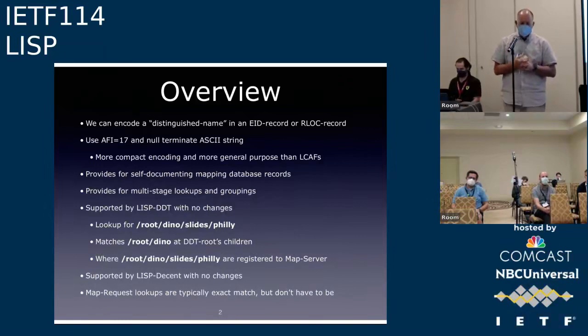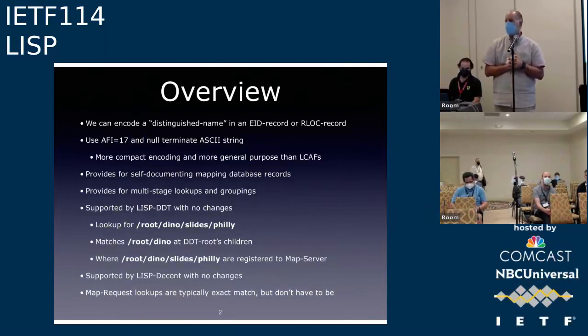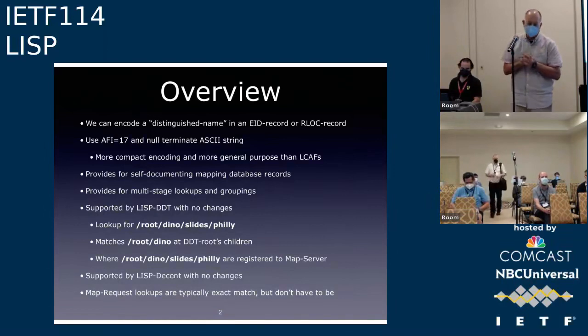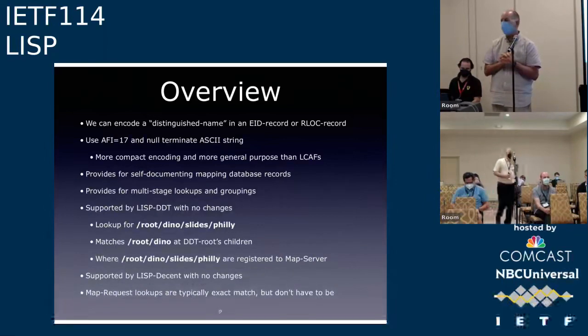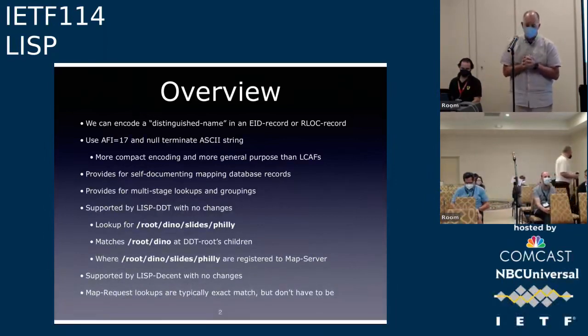Map request lookups typically, in the use cases that I've implemented and that are currently written in specs, do exact match, but you could also do partial matches as well. Like if I looked up /root/Dino/Philly and /Philly wasn't registered, but /root/Dino was, you could get that returned. And that would just be a natural thing that the map server would do with no changes. Next slide.